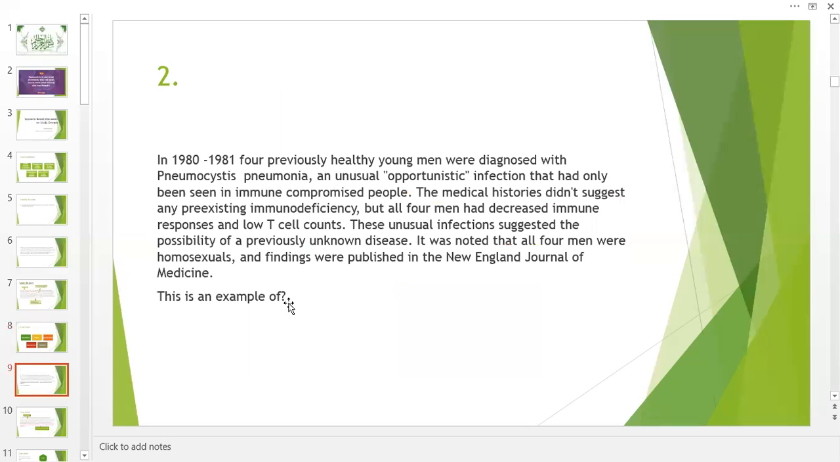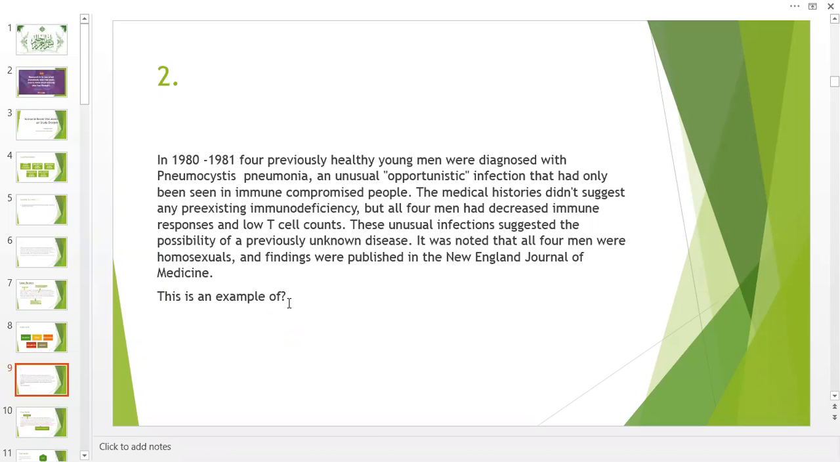Scenario number 2. In 1980 to 1981, 4 previously healthy young men were diagnosed with pneumocystis carinii pneumonia, which is an unusual infection that is only seen in immunocompromised people. The medical histories didn't suggest any pre-existing immunodeficiency, but all 4 men had decreased immune responses and lower T cell counts. These unusual infections suggested the possibility of a previously unknown disease. It was noted that all 4 men were homosexuals, and the findings were published in the New England Journal of Medicine. This is an example of.